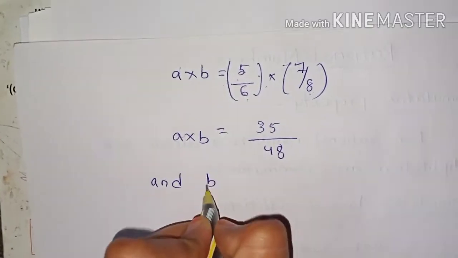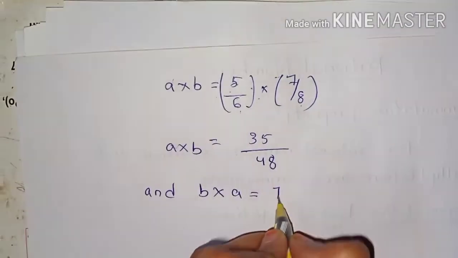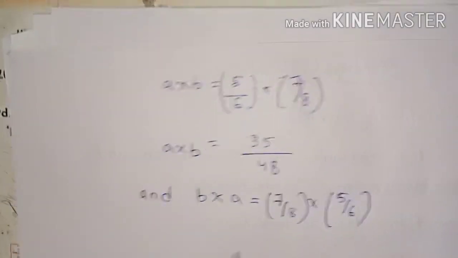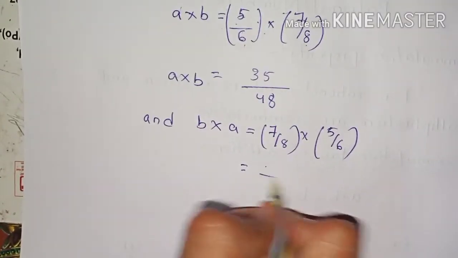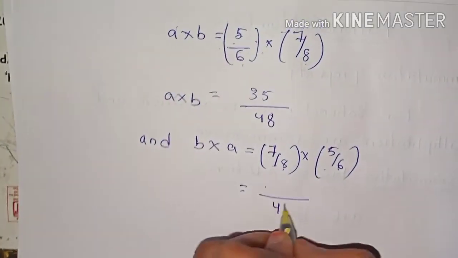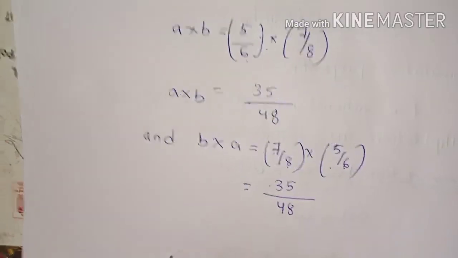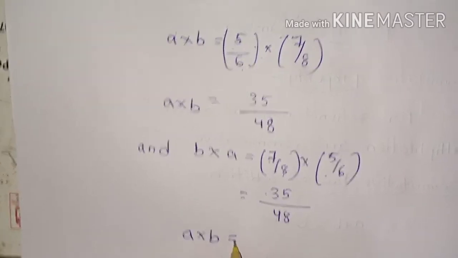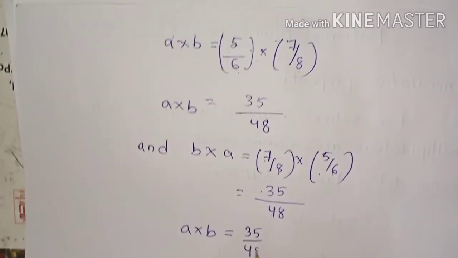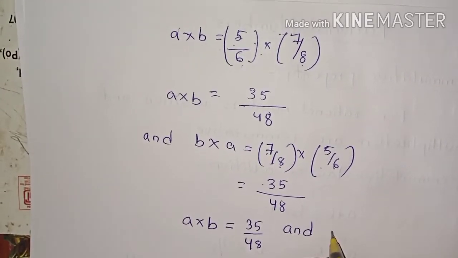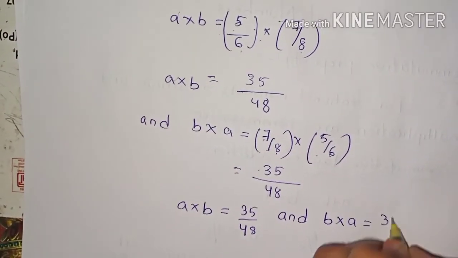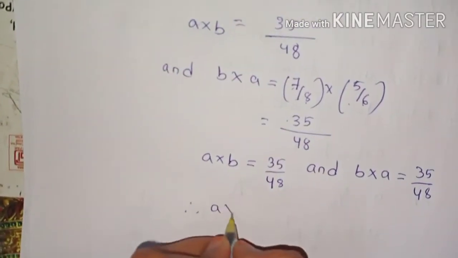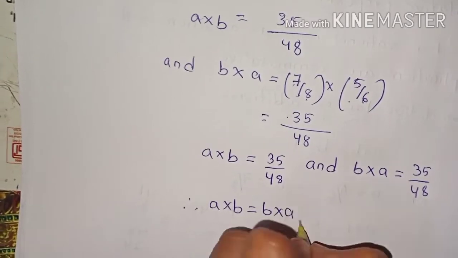And also B into A. B value 7/8 into A value 5/6. 8 6s are 48. 7 5s are 35. A cross B is equal to 35 by 48, and B into A equals 35 by 48. Therefore, A into B equals B into A.